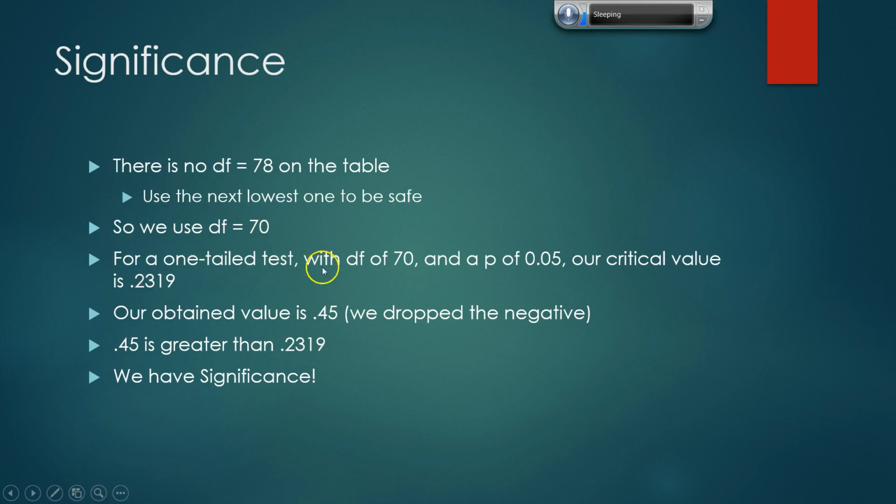For a one-tailed test with a degrees of freedom of 70 and a p-value of 0.05, our critical value is 0.2319. However, the absolute value of our obtained value is 0.45, and 0.45 is greater than 0.3219, and so we do have significance. So that's basically how we are determining significance for each one of these correlations.